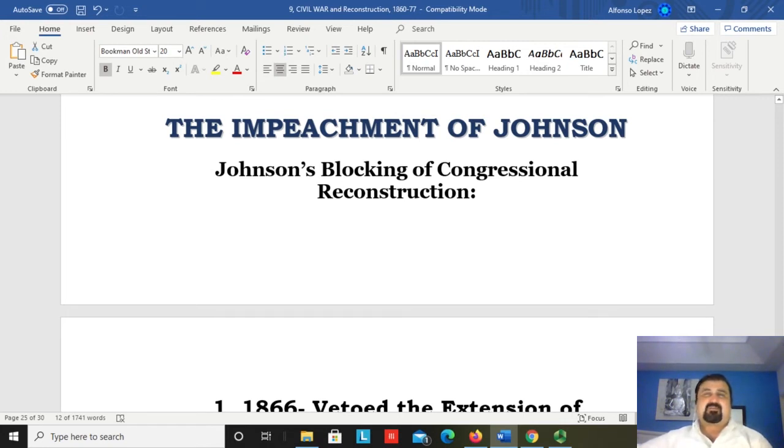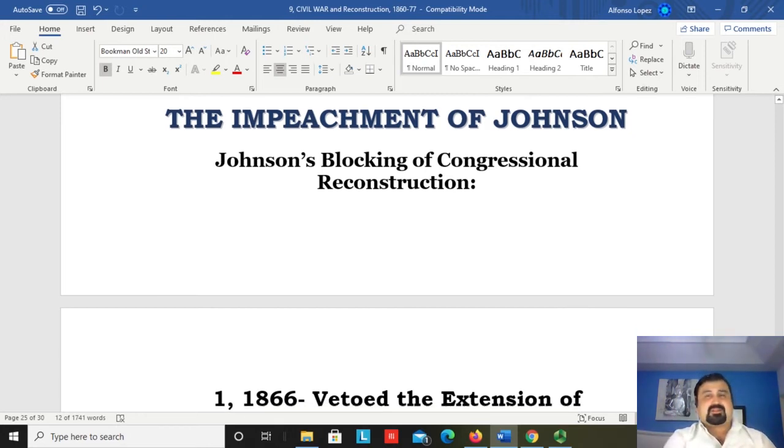The Republican Party tried to impeach him and remove him from office because he was blocking congressional reconstruction. He was blocking all of the legislation, all of the bills emanating from Congress, in which the Republicans were trying to bring about change in the South, but Johnson was simply just blocking it. There were no reasons why he was doing it. There were no logical arguments other than he was just vetoing that legislation.